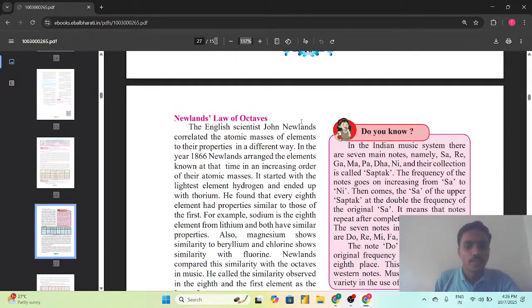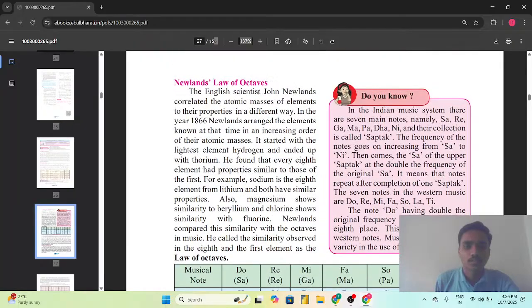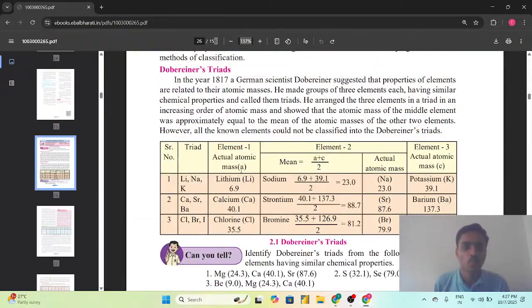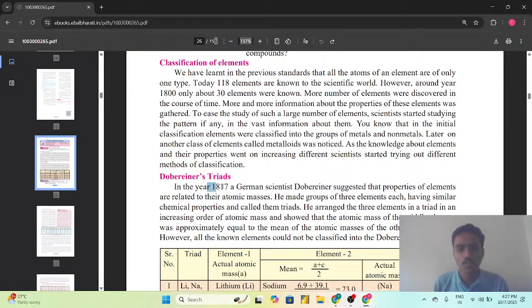Next, Newland's law of octaves. The English scientist John Newland correlated the atomic masses of the elements to their properties in a different way. In the year 1866, Newland arranged the elements known at that time in an increasing order of their atomic masses. So, as Dobereiner also considered atomic mass as the property for the classification of the elements, Newland also tried to do the same, as he also considered the atomic mass for the classification of elements. And this was in the year 1866, and Dobereiner had performed the classification in 1817.